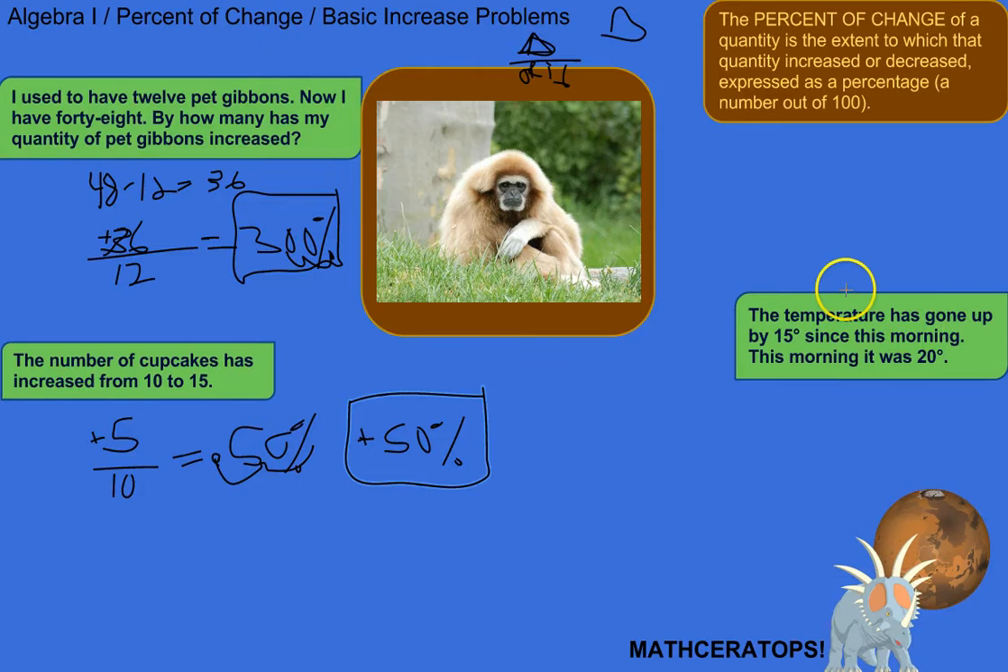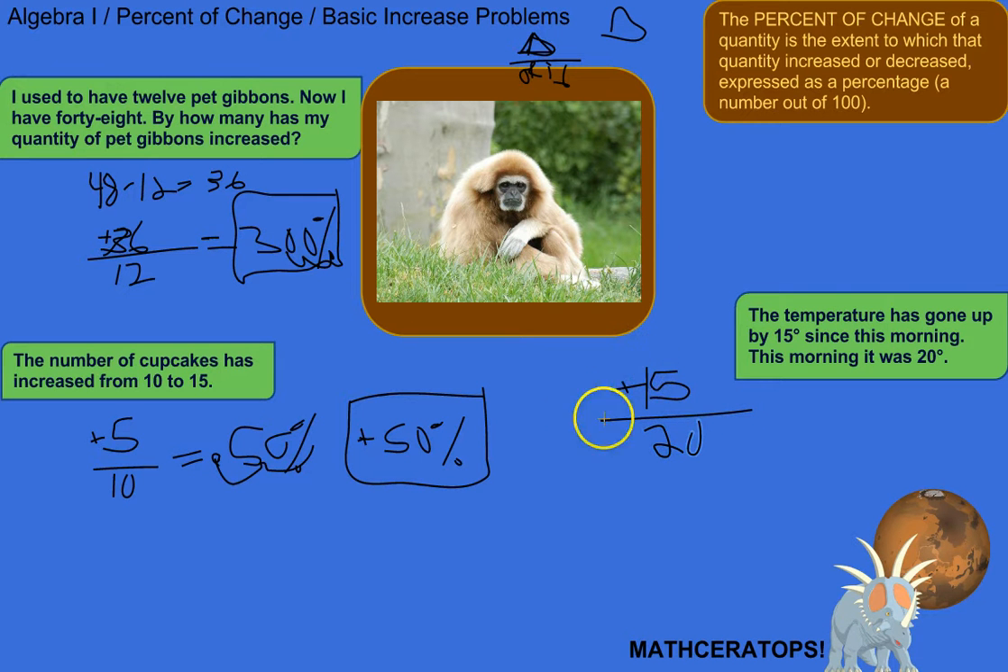But I don't even need to know that because all I need is the amount of change over the original quantity. It says the temperature has gone up by 15 degrees, so the amount of change is 15. But what is that as a percentage, not as degrees? This morning it was 20 degrees, so that's the original. So the change over the original.